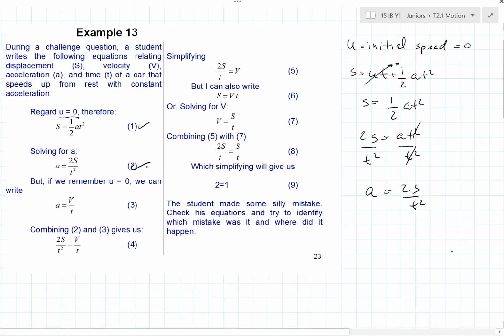Equation 3 is coming from v equals u plus at, where u is 0 and he solves for a. So a equals v over t. So equation 3 also checks. And equation 4 is basically just combining equation 2 with equation 3, and both check. Okay, equation 5 is just simplifying t squared. So equation 4 also checks, and equation 5 is also okay.